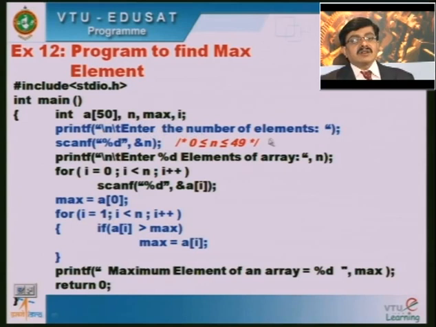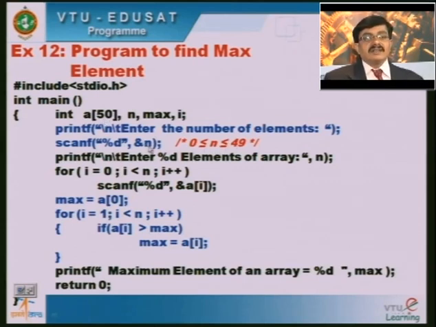Now, enter the number of elements. This is most important: I should ask the user to enter the number of elements of the array. If the user wants to enter 10 elements, I should have space for 10 elements. If the user enters 50 elements, then I must have the space there. So the value of n can be greater than 0 but less than or equal to 49. When there are no elements, there is no need of finding the maximum element, so logically the n value should be greater than 0 and less than or equal to 49.